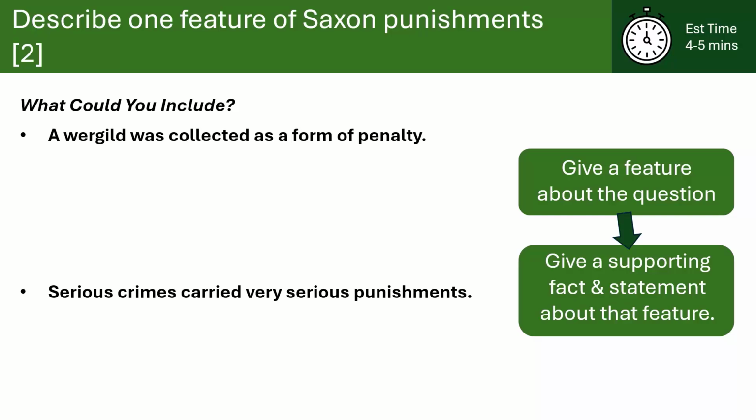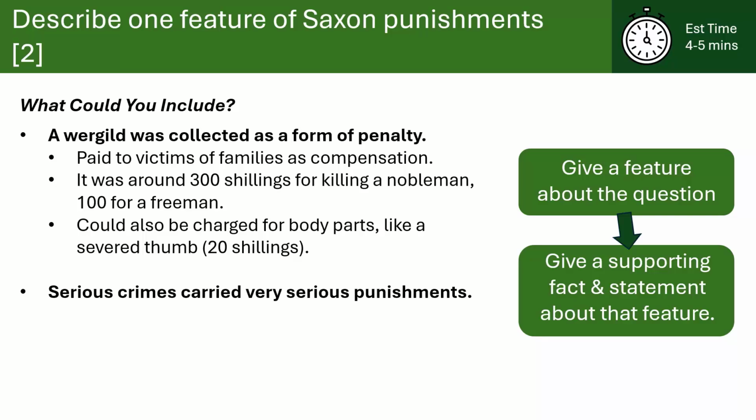So let's revise a little bit and remember a little bit about the weregild. So the weregild was obviously a compensation system that was paid to victims of families who had had some injustice done to them. If you killed a nobleman, for example, you might pay 300 shillings. If you killed a freeman, you would pay 100, and of course it was much less for killing a slave or a peasant. But it wasn't just for killing, it could also be for other crimes, like for example if you chopped off someone's thumb or broke their foot. Obviously these working men were needed in the fields. You would be charged 20 shillings, for example, for that. You'd have to compensate the family for that. So the weregild was a sort of compensation system, which was quite an interesting one. So there's lots you can talk about there.